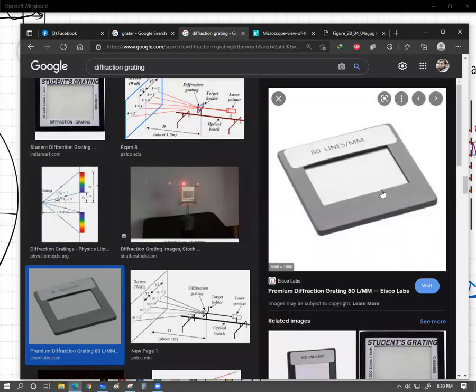See, in this diffraction grating, there are 80 lines per millimeter. You cannot definitely see them by naked eye, but if you put them under a microscope with appropriate setup, you should be able to see those lines.